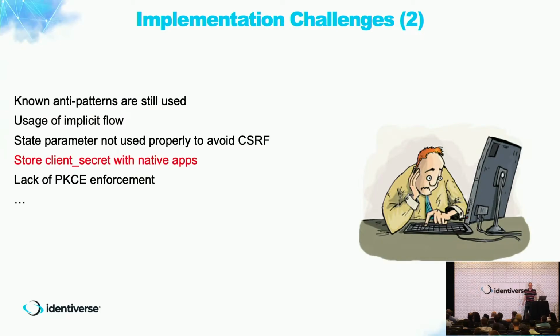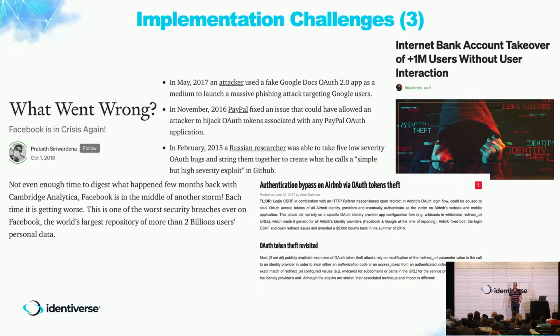So in terms of the things we see, there's a lot of known anti-patterns that are still used. I'll explain some of these on the next slides, but things like usage of the implicit flow, the state parameter not being used properly, which means the app's vulnerable to cross-site request forgery. People store client secrets within native apps, which, if any of you are familiar with native apps, you can't actually store secrets in them and expect them to be a secret. And a lack of PKCE enforcement, which again, I'll explain in a slide or two.